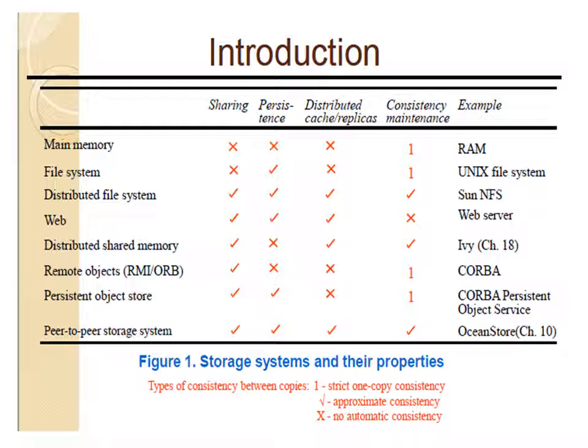And the last one, peer-to-peer storage system. This is shareable, persistent, distributed caches will be there, and consistency maintenance will also be there. An example is OceanStore. So these are the storage systems available.